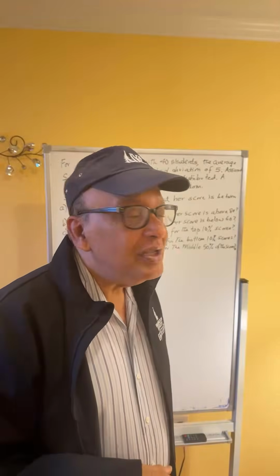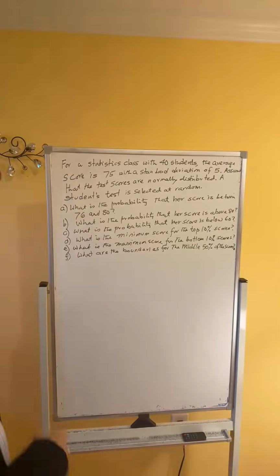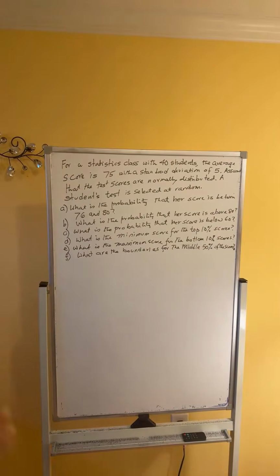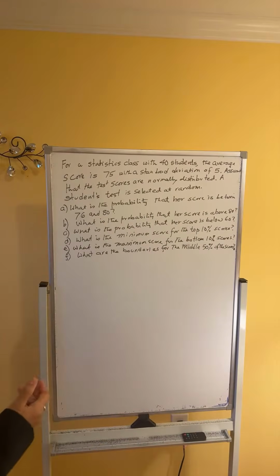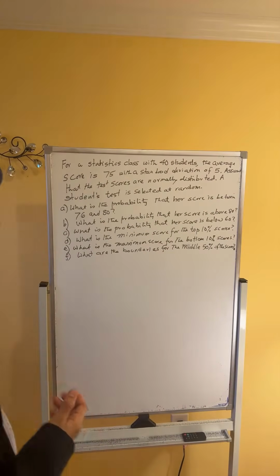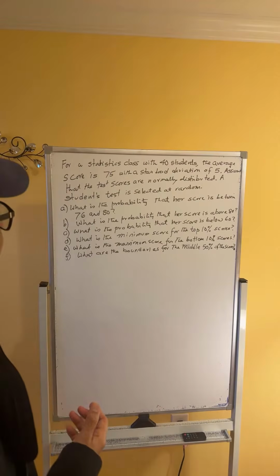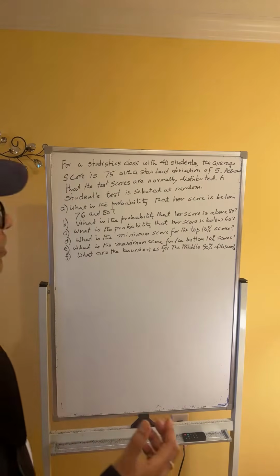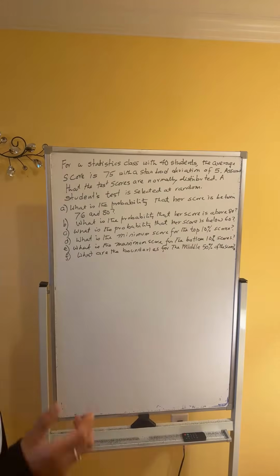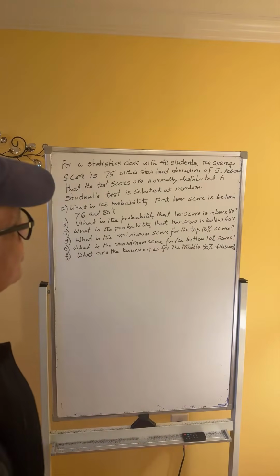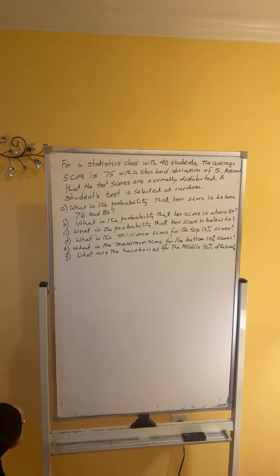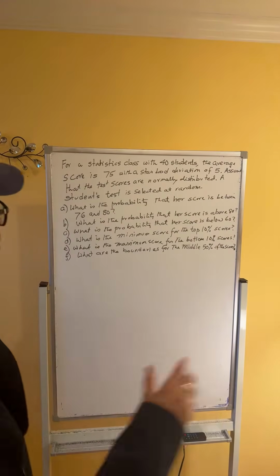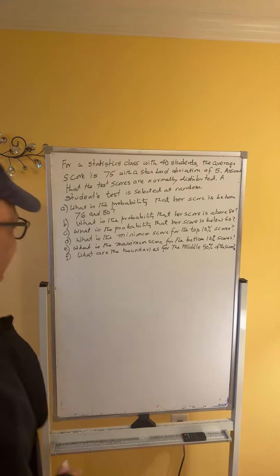Without further ado, let's get started on today's problem. This is a problem on normal distribution, which is a bell-shaped probability distribution. For a statistics class with 40 students, the average score is 75 with a standard deviation of 5. Assume that the test scores are normally distributed. A student's test is selected at random. A. What is the probability that her score is between 76 and 80?